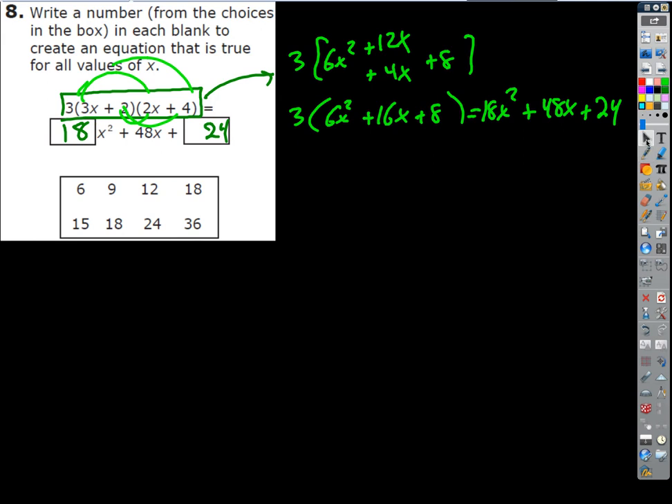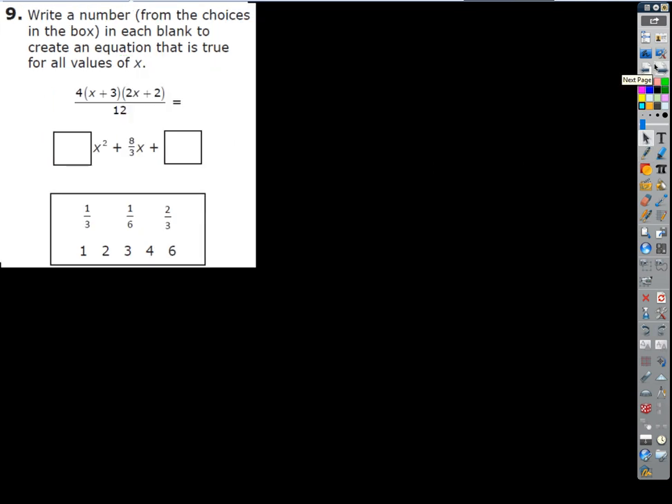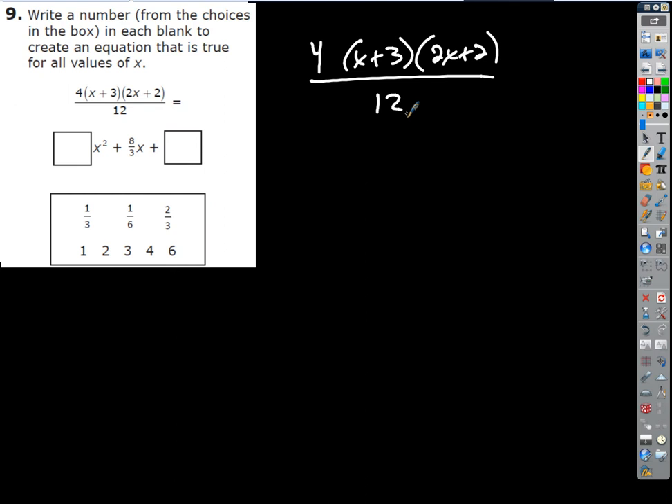So, do we have time? This is the other one I wanted to do. Here's what I want to show you on this one. Just one little thing, right? So if I'm starting off with 4 times x plus 3 times 2x plus 2 over 12. Here's the one thing you can think about that makes this a lot easier. We only are going to multiply and divide in pairs, right? So what we could do, for example, is multiply out the whole top of this and just divide each term by 12.